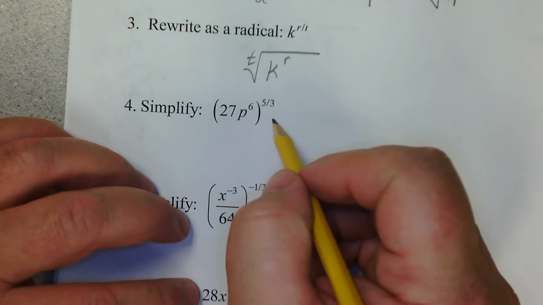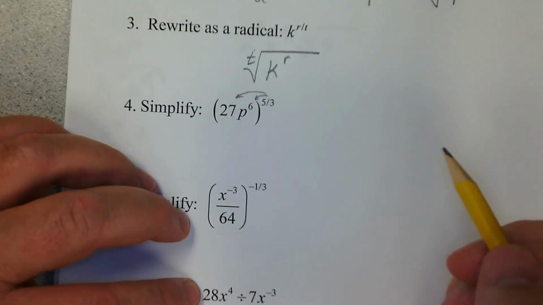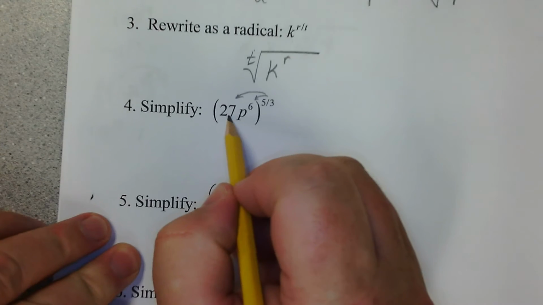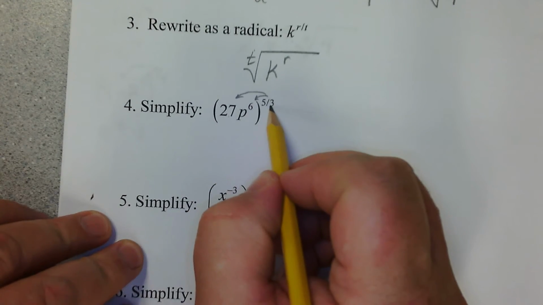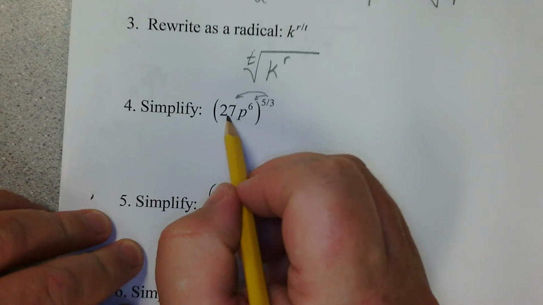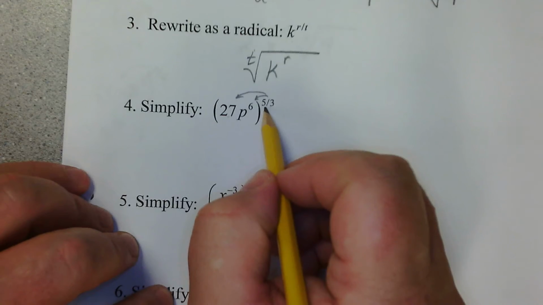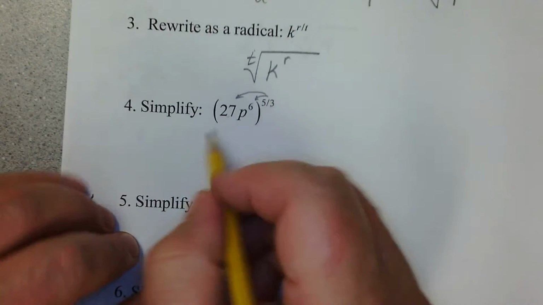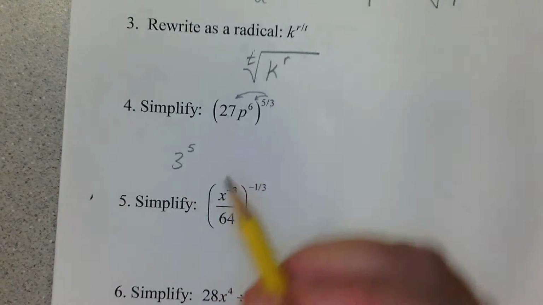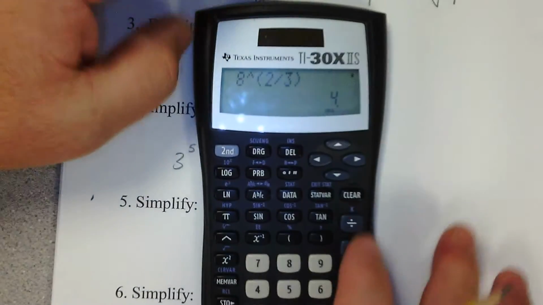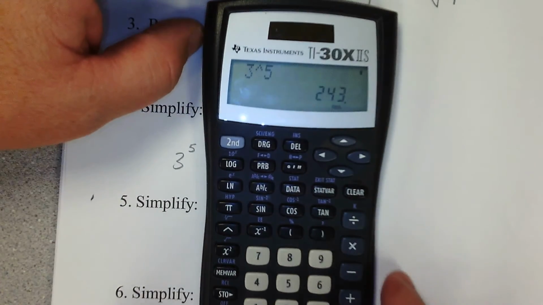All right, onward and upward. So let's see here. Everything in here gets the power of 5/3. This is a factor, or this is a cubed number. This says what times itself 3 times is 27, right? Well, I know the answer to that is 3. This says what do you have if you multiply that number times itself 5 times? So that's going to be 3 to the 5th, which is maybe 243. I'm not really sure. Let's find out. 3 to the 5th. 3 to the power of 5 equals 243.